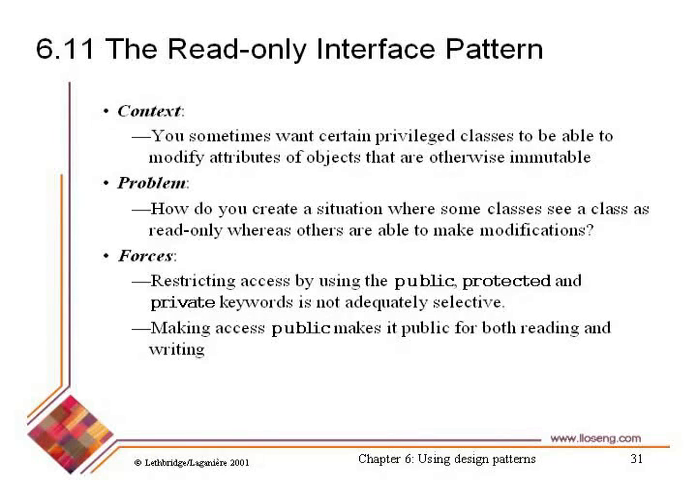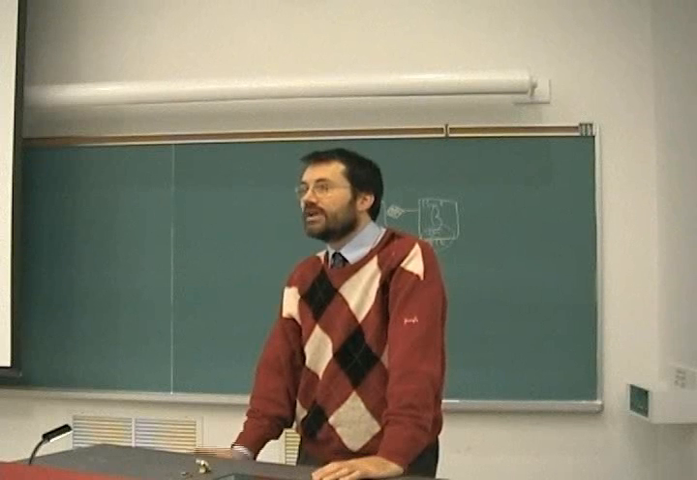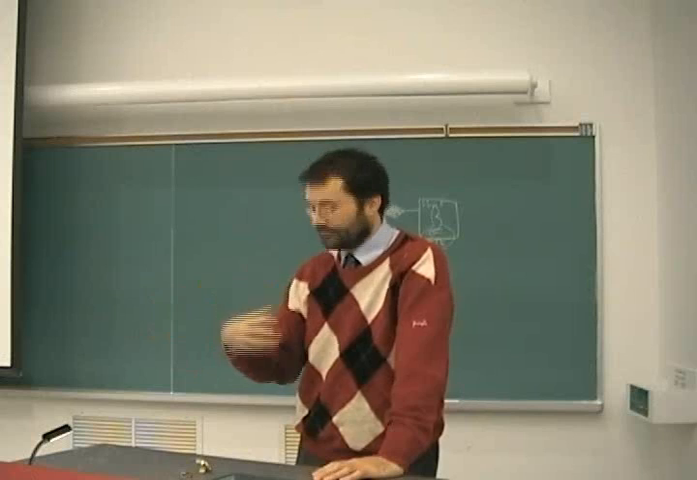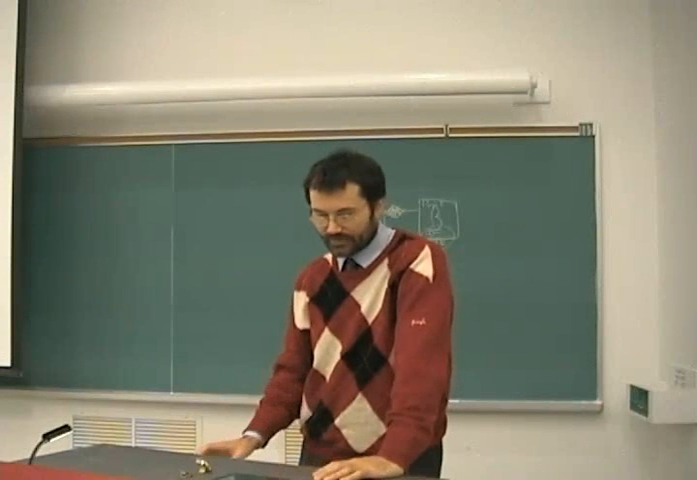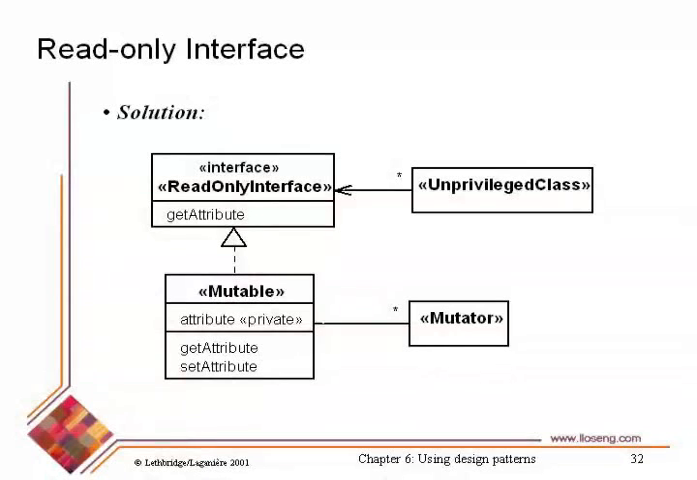The key is if you make access public, it makes it public for both reading and writing. What you want to do, in some sense, is make it public for reading, but private for writing. So that you can access the data, it appears to be immutable, but you can't change the data. That's what we'd like to be able to do, and the read-only interface pattern solves this problem.